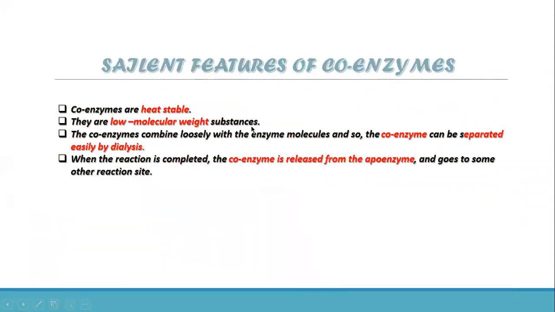Salient features of coenzymes. Coenzymes are heat stable and are low molecular weight substances. The coenzymes combine loosely with the enzyme molecules, and so the coenzyme can be separated easily by dialysis. When the reaction is completed, the coenzyme is released from the apoenzyme and goes to some other reaction site.